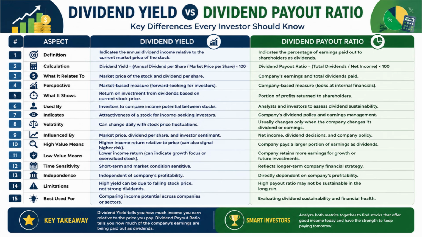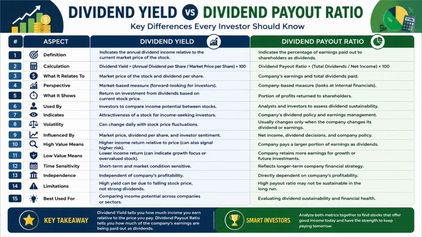Let's explore the major differences one by one. Number 1. Dividend yield indicates the annual dividend income relative to the current market price of a stock, whereas dividend payout ratio indicates the percentage of earnings paid out to shareholders as dividends.